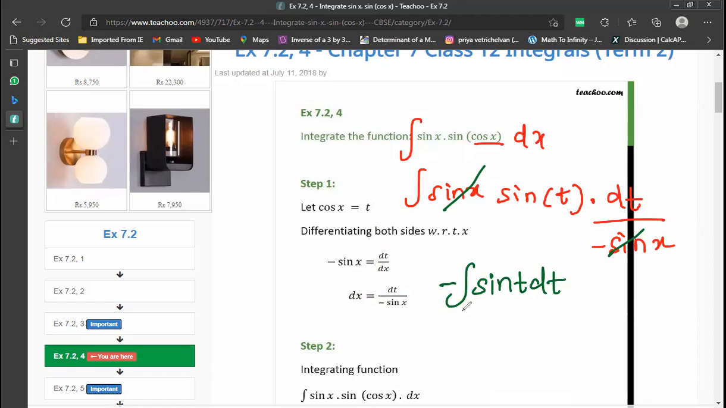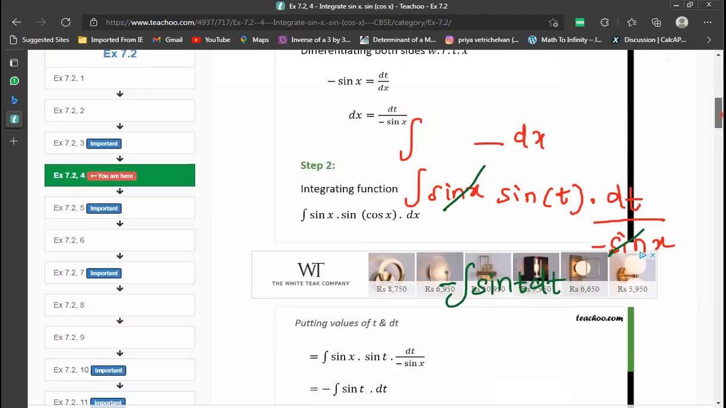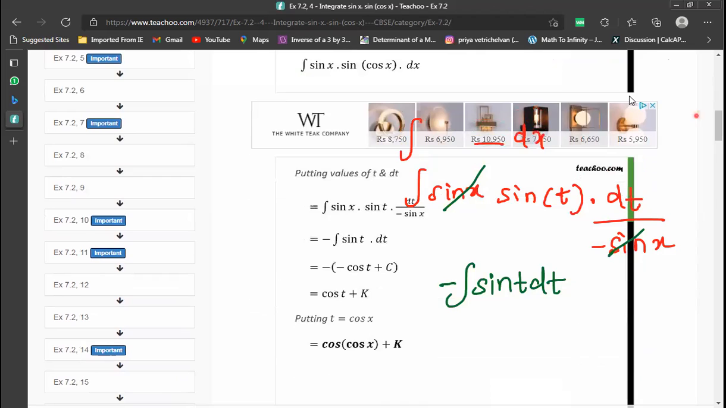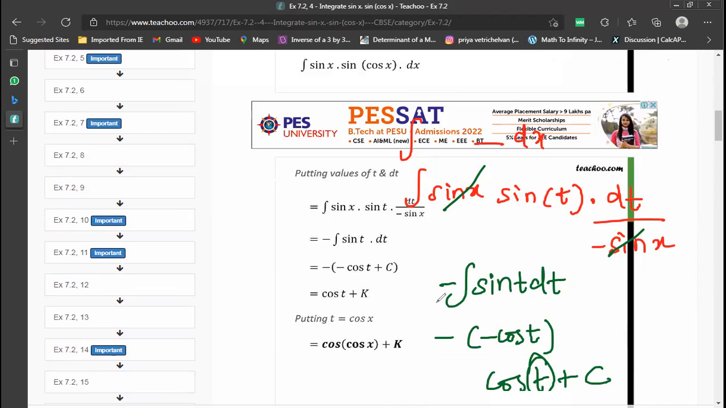So what is the integral of sine t? Integral of sine t is minus cos t. You have minus already, and minus of minus will give you plus. So that would give you cos t plus c. And what is t? Again, we have to substitute t in terms of x. T is cos x, isn't it? So cos of cos x plus c is your result.